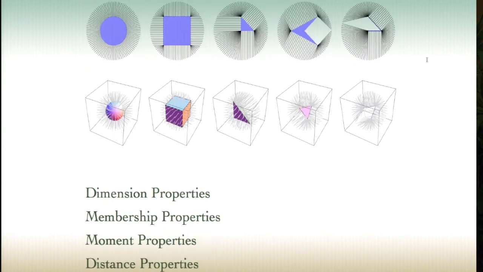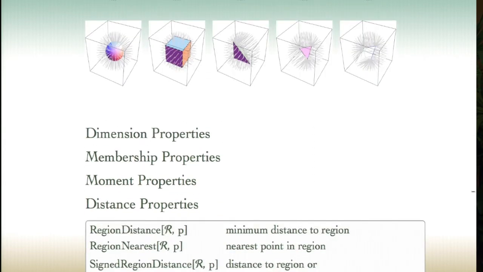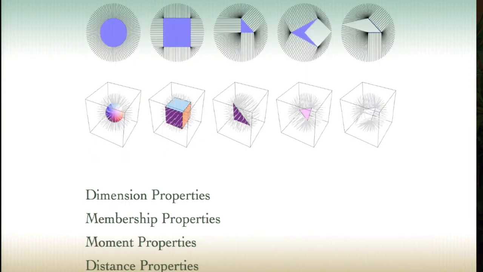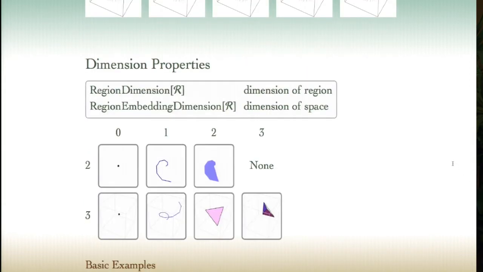We have one group of properties that have to do with dimensions. So all of the regions in Mathematica are embedded in some space. They live in R^n for some n. So that's the embedding dimension. Now, the actual point set also has a dimension, and that's what's called region dimension here. So if we look at some examples, we've embedded them in 2D. So a point has dimension 0, a curve dimension 1, and a solid or a region like this has dimension 2. Same thing for 3D: a solid in 3D has geometric dimension 3.